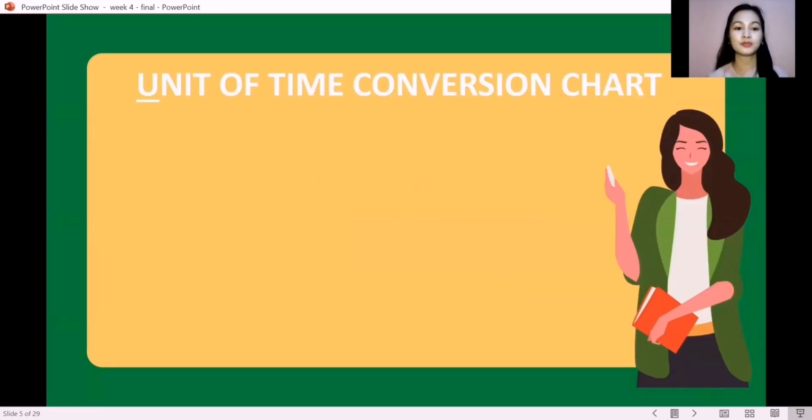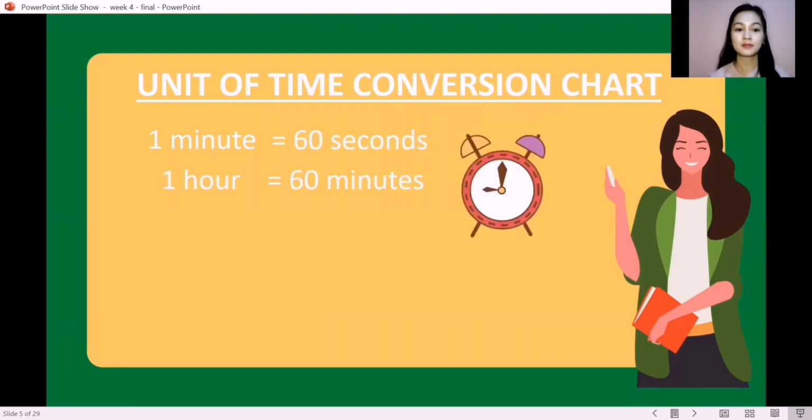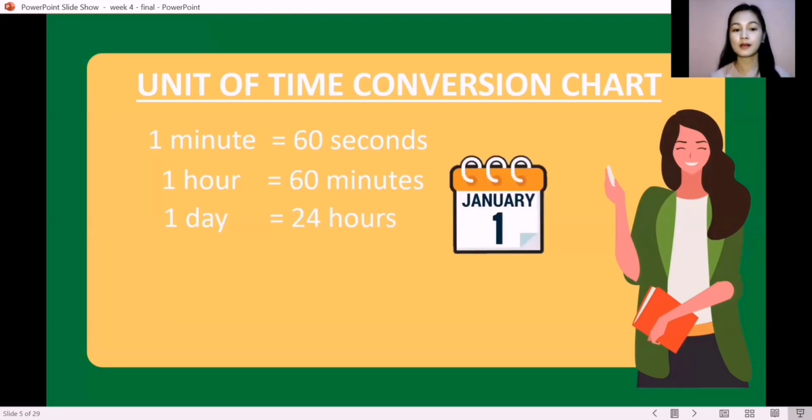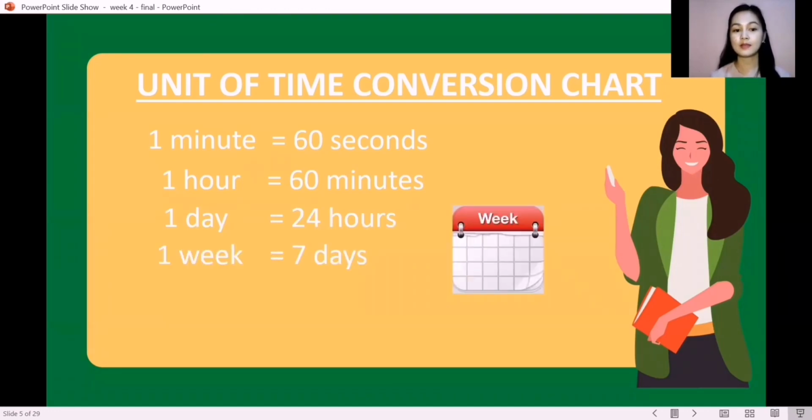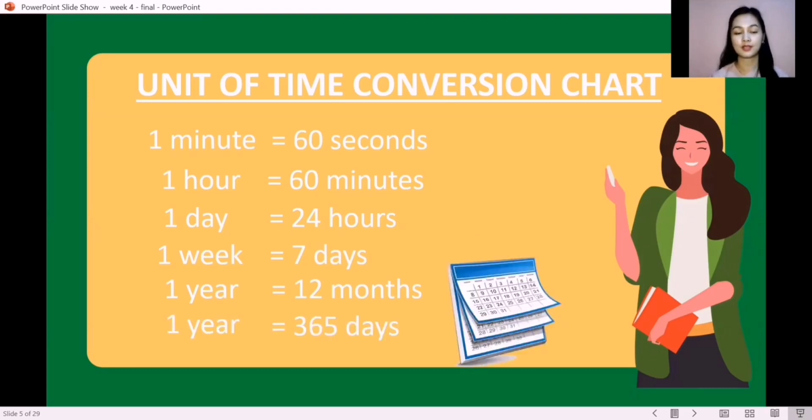The standard units of time: there are 60 seconds in 1 minute, 60 minutes in 1 hour, 24 hours in a day, 7 days in a week, 12 months in a year, and 365 days in a year. Now, how will we convert time?